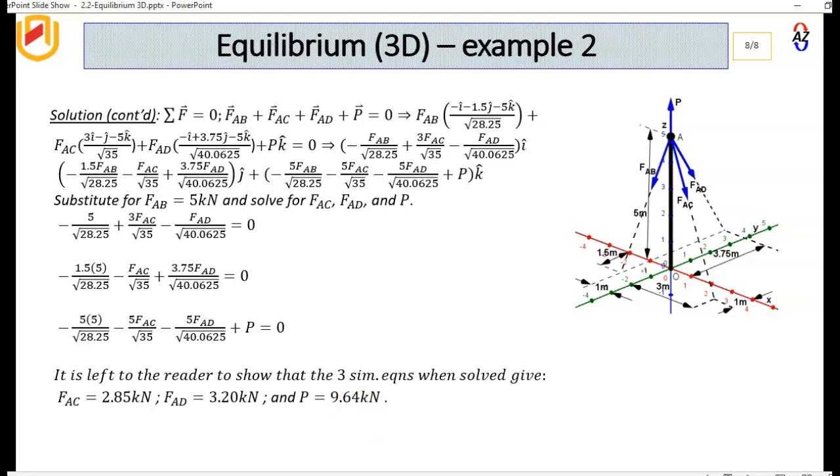In this video, we have covered three-dimensional force free body diagrams, three-dimensional categories of equilibrium, and then we have looked at some examples. Thank you for your kind attention.